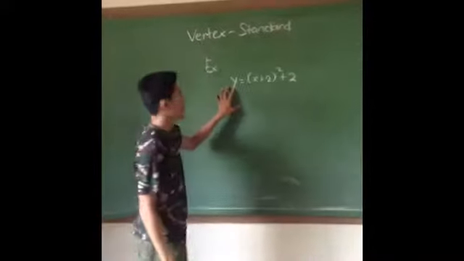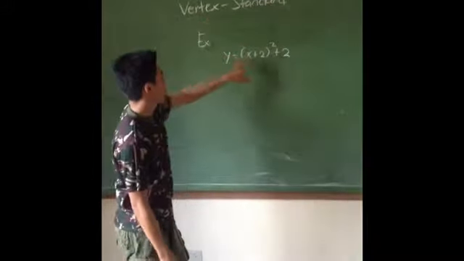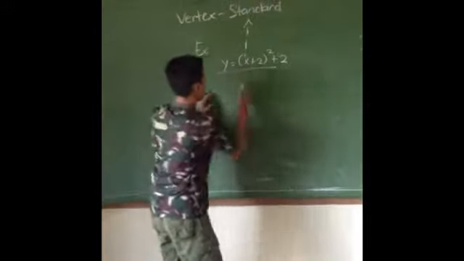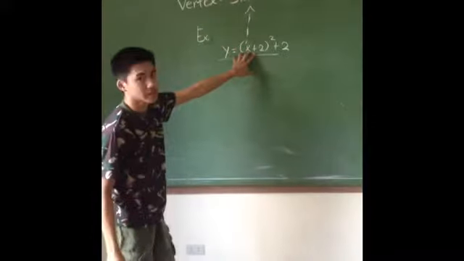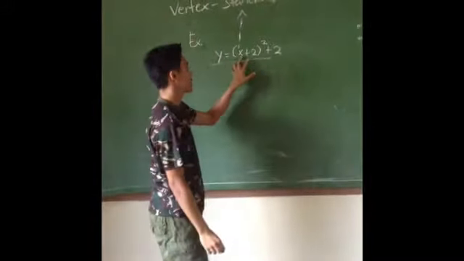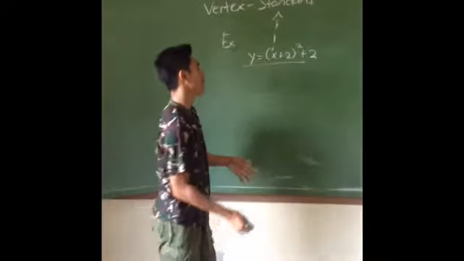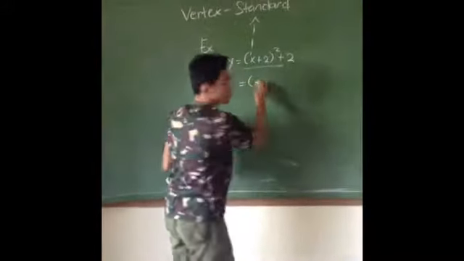The answer of the vertex form, we will get it. Then we will transform this vertex form to standard form. Now, this is a binomial term, so we can use any method, like the FOIL method. I'll use the FOIL method.